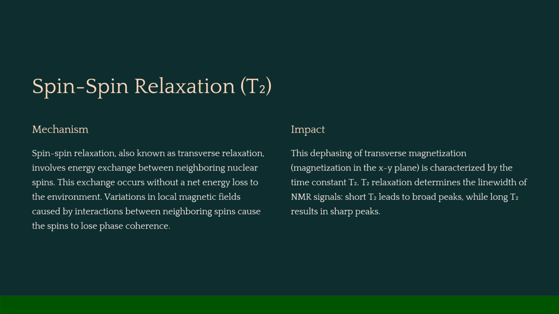The impact of T2 relaxation is important when looking at NMR or MRI signals. T2 affects the shape of the signals we see. If T2 is short, the signals become wider and less sharp. If T2 is long, the signals are sharper and more defined. In simple terms, T2 relaxation helps determine how clearly we can see signals in NMR or MRI scans. Short T2 leads to blurry signals, while long T2 results in clear, sharp peaks. Understanding this process helps improve how we interpret and use these technologies for imaging and analysis.